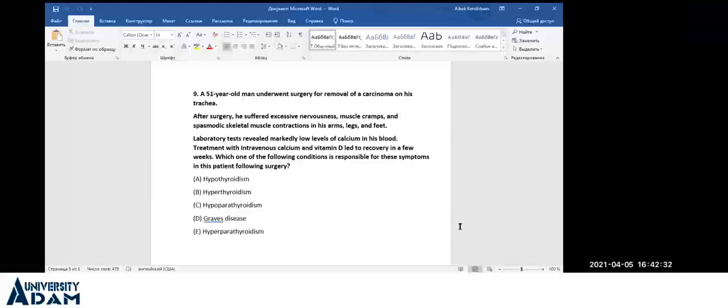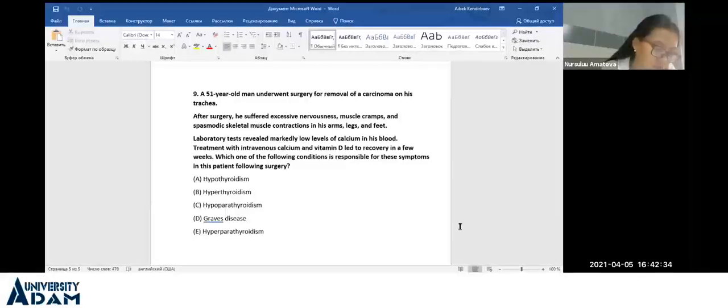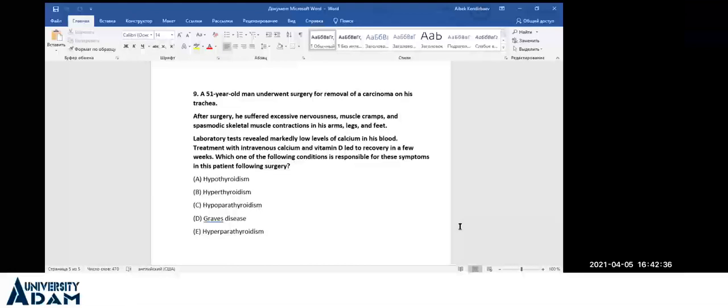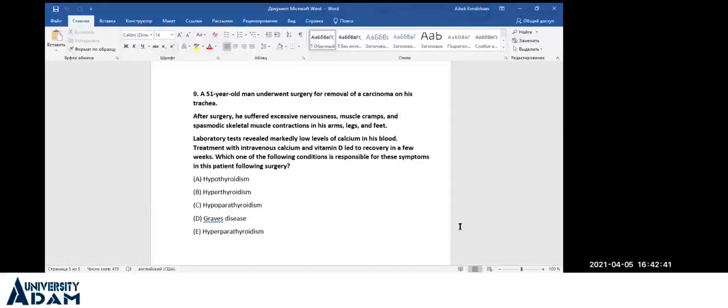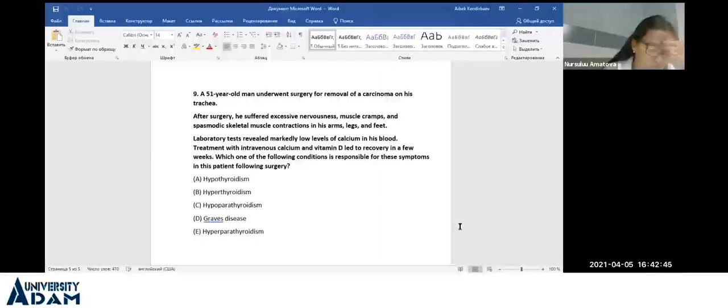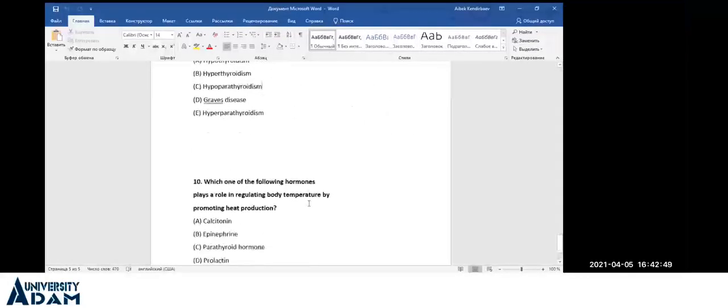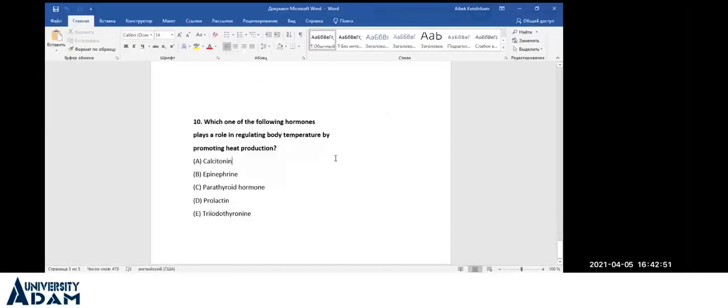Yes, because during surgery from his neck, the parathyroid glands were also moved or damaged, causing hypoparathyroidism. Yes, yes, yes. Okay. Good. And next question.